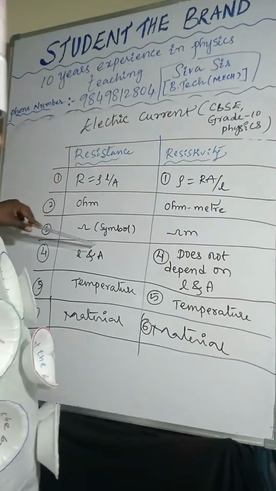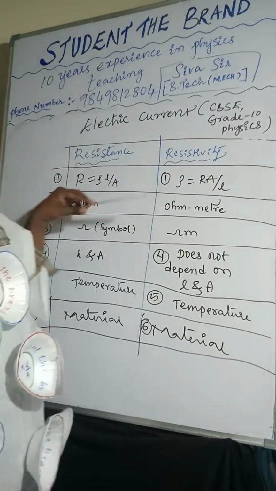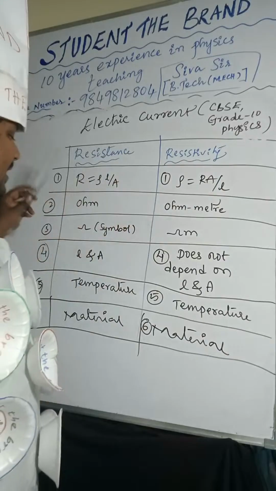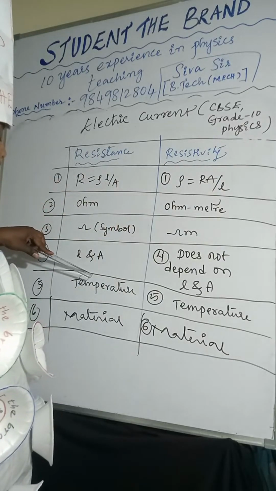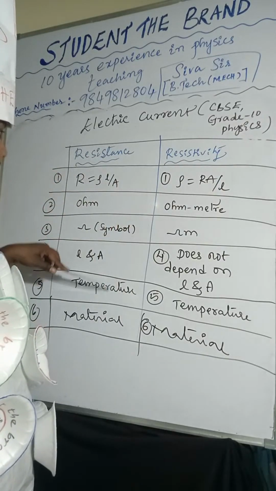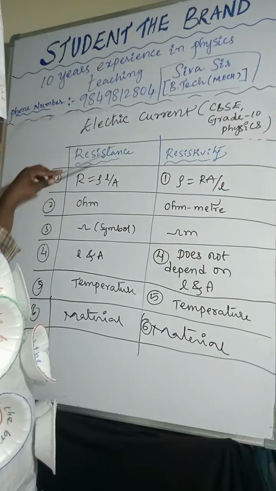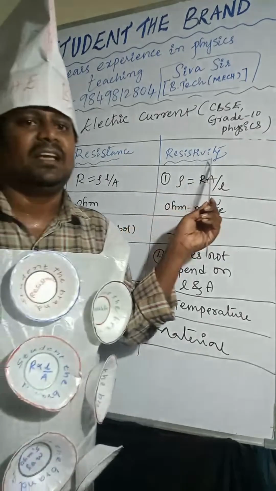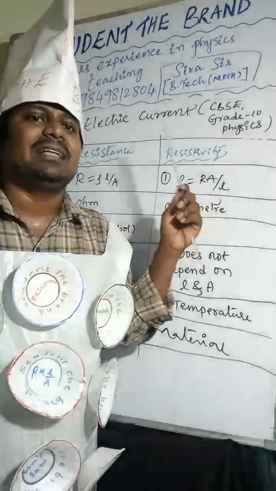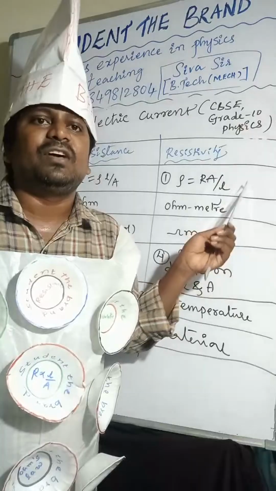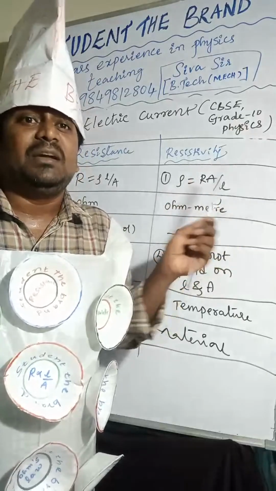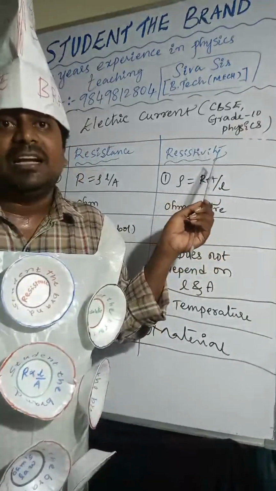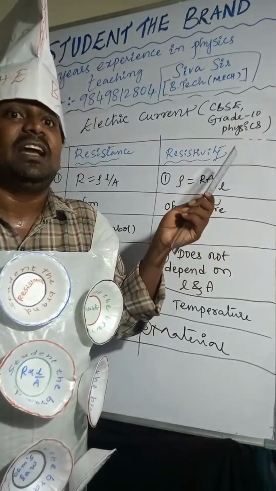Resistance depends on length and area, temperature, and the material of the conductor. Coming to resistivity, very important. As I said many times, this question will come for the exam. Very important: the definition related to resistivity.